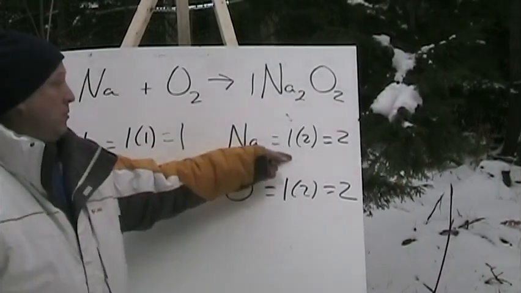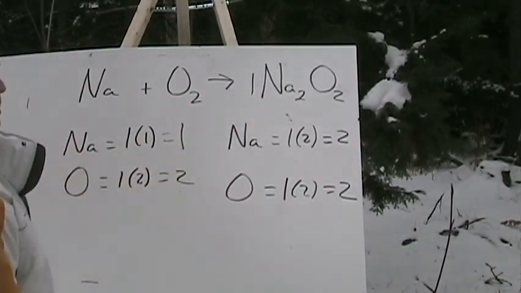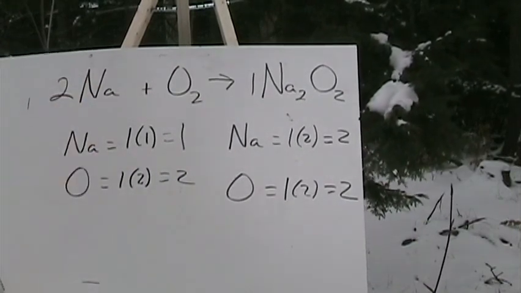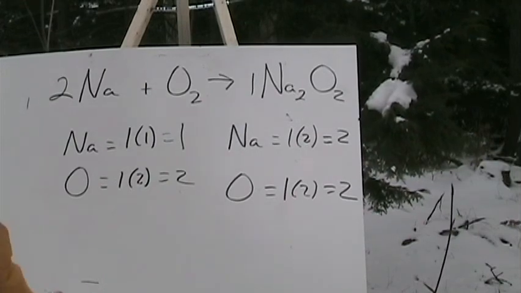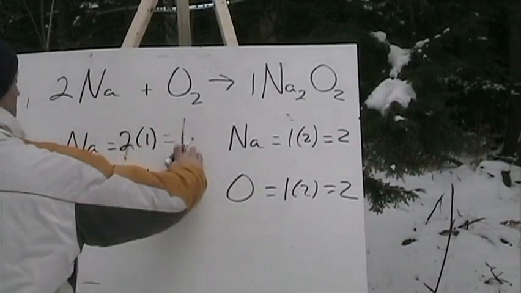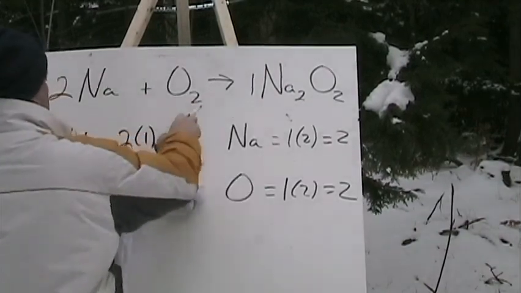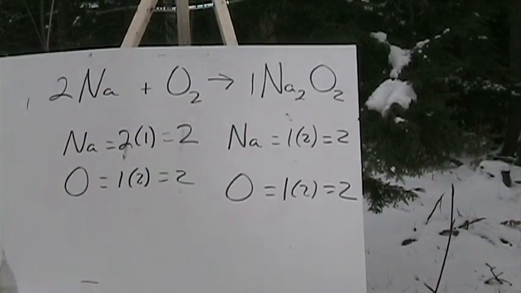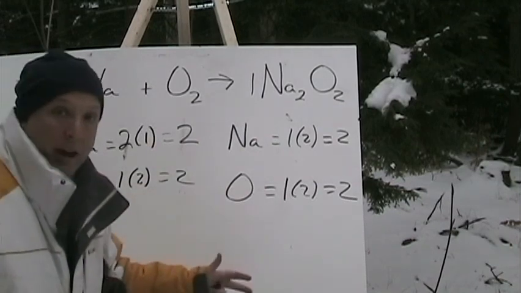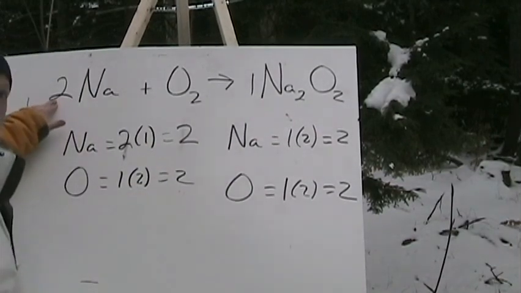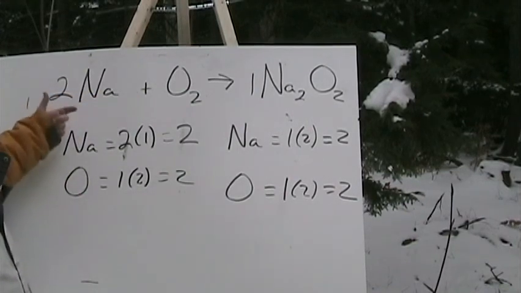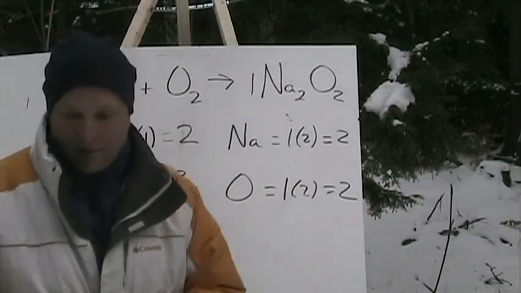We have 2 Nas on the product side, only 1 over here. So, in order to do this, we have to put a coefficient of 2 here. And yay, done, I believe. 2 times 1 equals 2. So, 2 Nas, 2 oxygens, balanced equation. Please keep in mind that this 2 keeps on operating up until the plus sign, and then it stops. So it's 2 Nas. All right, next problem.